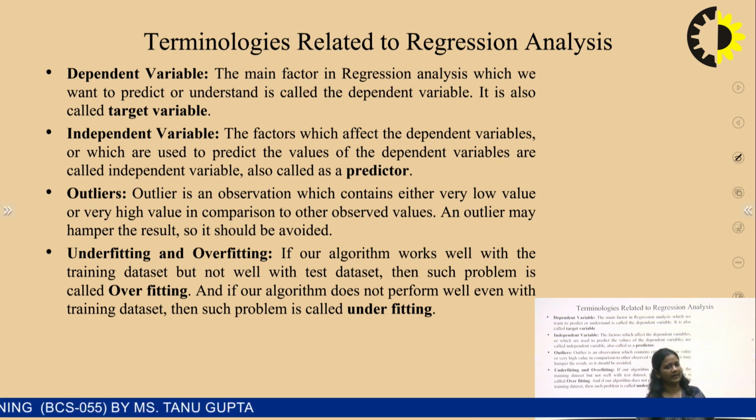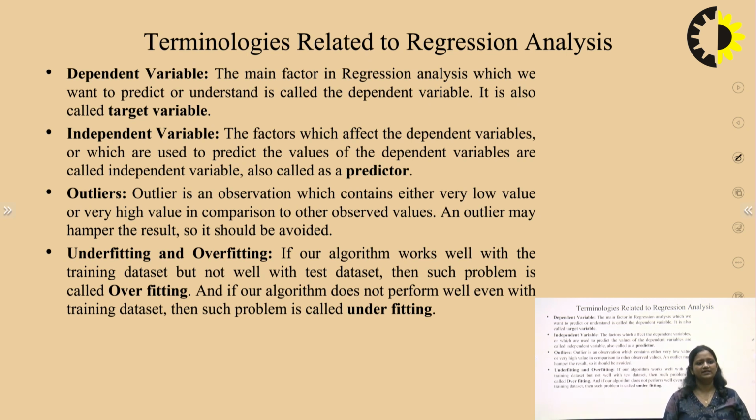Okay, outliers. Yes, an outlier is an observation which contains either a low value or a high value in comparison to other observed values. An outlier hampers the results, so it should be avoided. When we have to predict a value, there are over values and under values. There are very high values and very low values which we are going to predict. Okay, so these are the outliers.